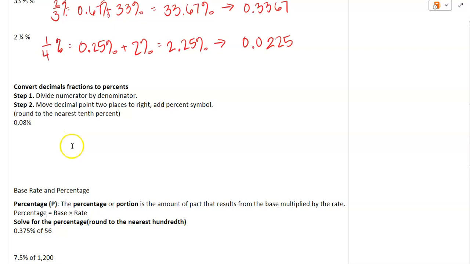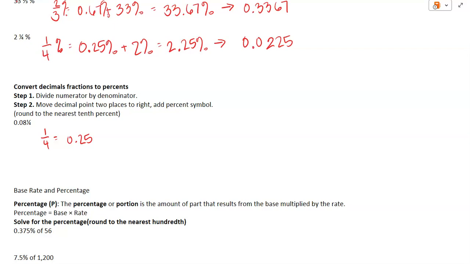Okay, and I'm just going to move this down a little bit. So here we have convert decimal fractions to percent. Notice here we have a decimal that's actually mixed with a fraction. So what we want to do is first take care of my fraction, dividing my numerator by the denominator. So 1/4 is equivalent to 0.25.